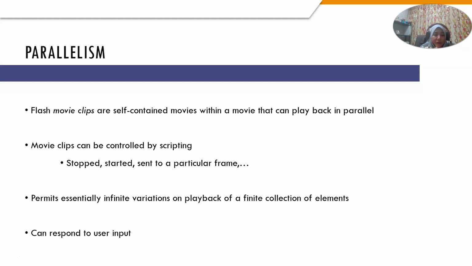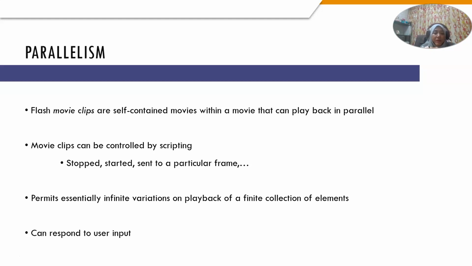For example, we have Flash movie clips, which are self-contained movies within a movie that can play back in parallel. So imagine that you have two types of movie here: the main movie, running at the same time as the Flash movie clips. For example, I have the GIF, which runs at the same time.